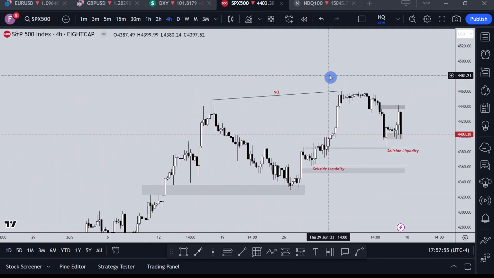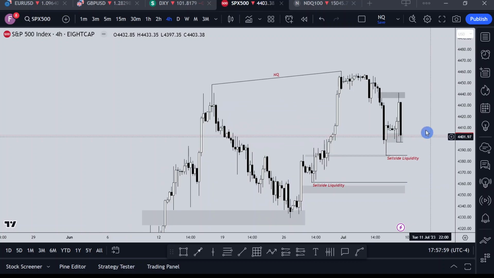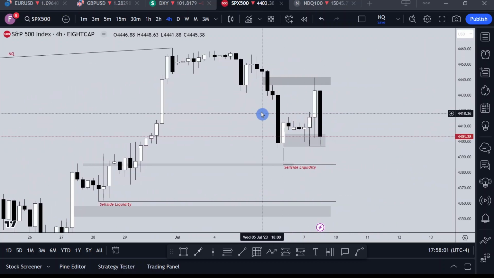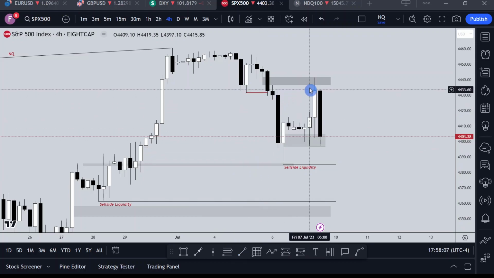So buy side liquidity has been paired, SMT divergence with NASDAQ on the daily chart, and on the 4-hour chart, there is a market structure shift right here on the 4-hour chart. And as you can see, there is a premium fair value gap. Price pulls back to it and gives a strong rejection to the downside. So I am bearish on S&P and the NASDAQ for this week.